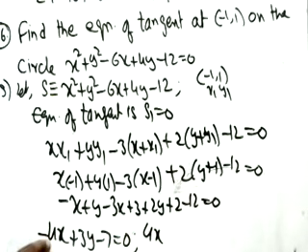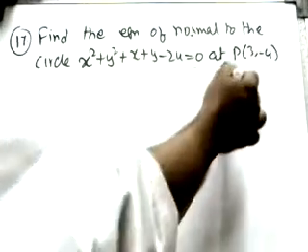Let me take minus common. If you take minus common, this will become plus 4x, this will become minus 3y, this will become plus 7 equals 0. So this is the equation of tangent. Now see the next question.